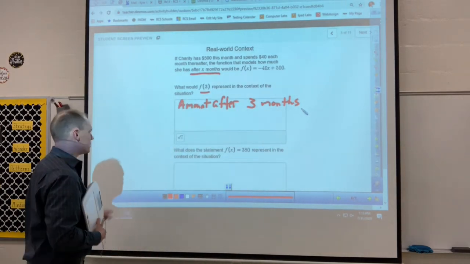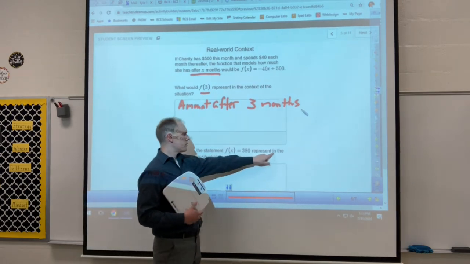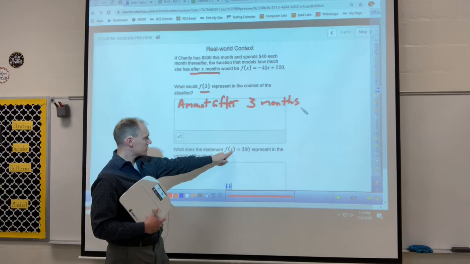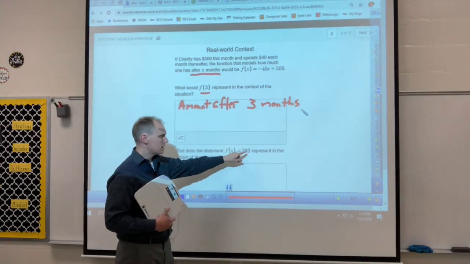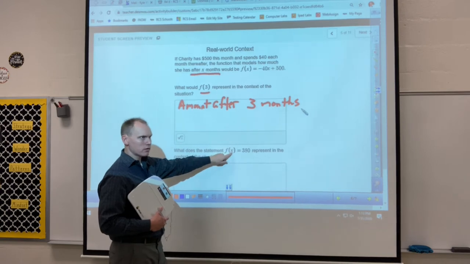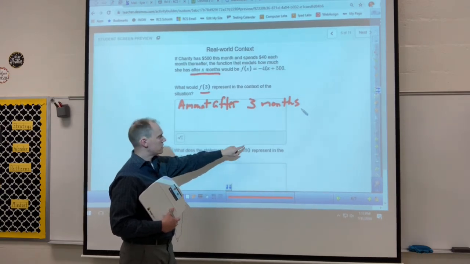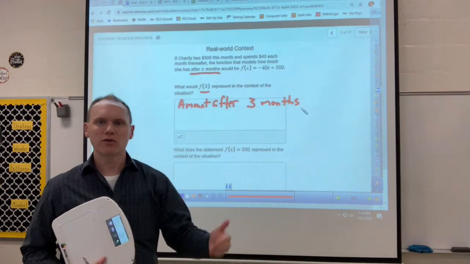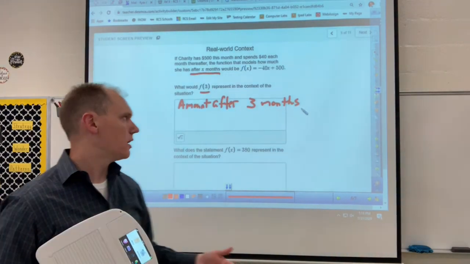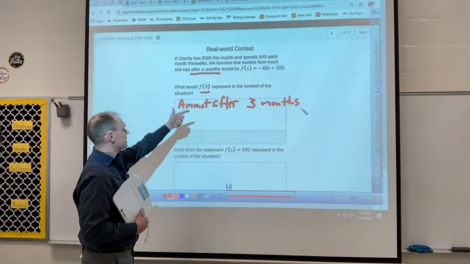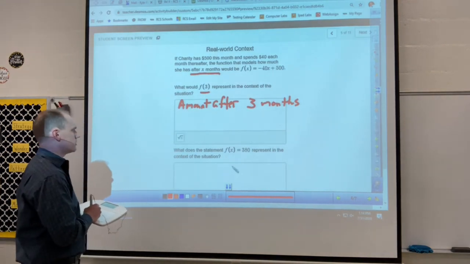All right, how about the next one? What does the statement f of x equals 380 represent in the context of the situation? So what value of x would produce an output of 380? Okay, so let's think about what value of x. So what month would produce an amount of 380? So how many months have to go by in order for 380 to be left? I think we just did that, didn't we? It would be 3. So this would be 3 here.